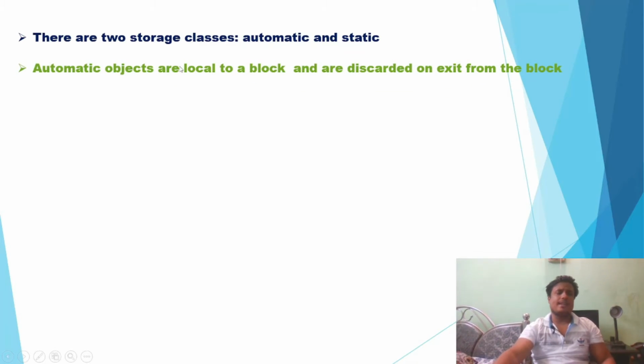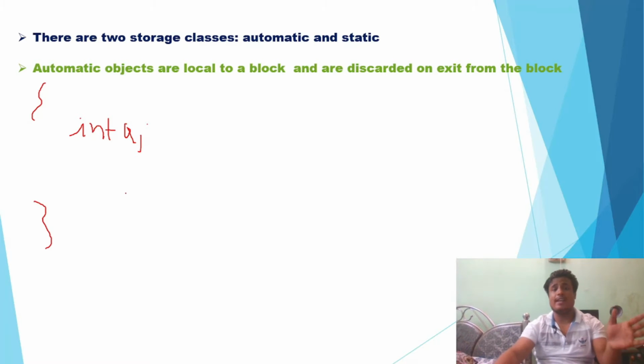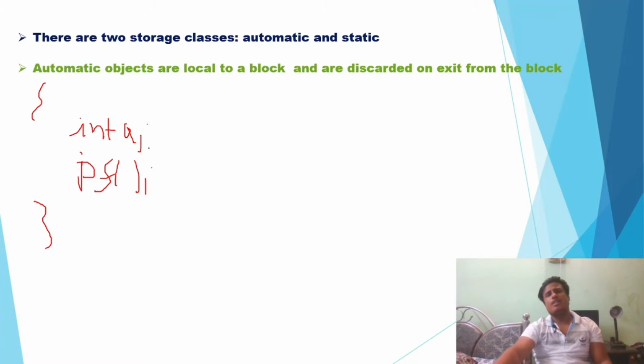Automatic objects are local to the block and are discarded on exit of the block. What does this mean? Whenever a block is defined, suppose it has some variables like int a, implicitly defined. Remember the point here, we are not using any keyword like static, global, or external; we will come to this later. Suppose there is some variable defined here and a few lines of code, like a printf statement, just as an example. So this is one block.